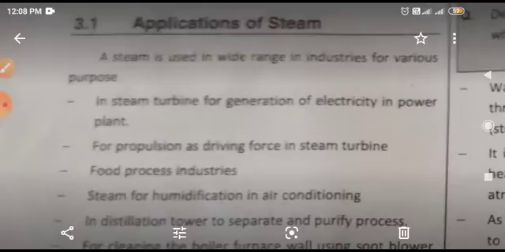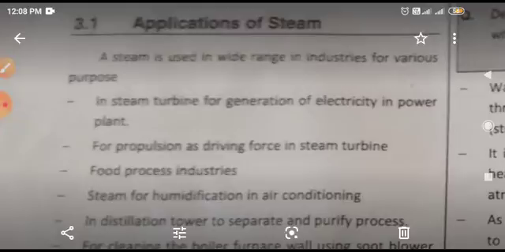Hello friends, we have finished 2 units of thermal engineering. Now let's start our third unit, that is steam and steam boilers. Different processes you have gone through from the previous 2 units. Now let's study about steam. What is steam? The vapor form of water.